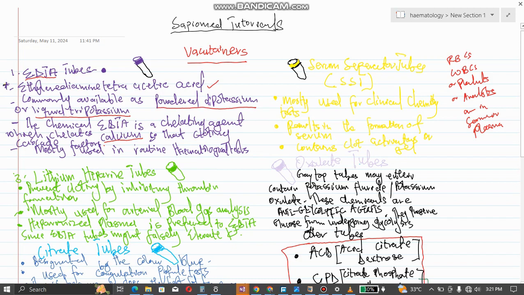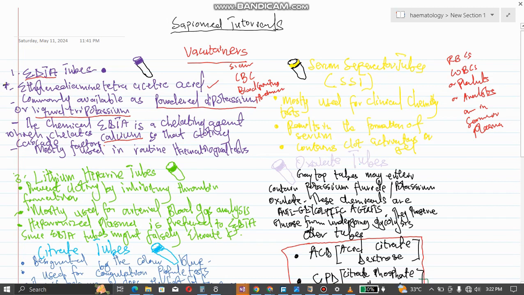Alright, so the EDTA tube is mostly used in hematological routine tests like complete blood count tests. We can have blood grouping as well. We can use EDTA anticoagulated blood for sickling tests, for HB electrophoresis tests, etc. So basically, when we talk about routine hematological tests, we are dealing with EDTA.